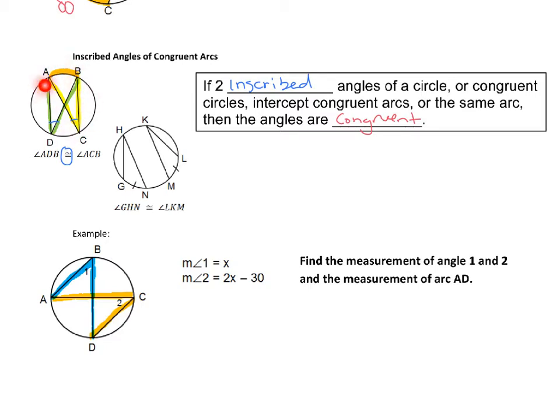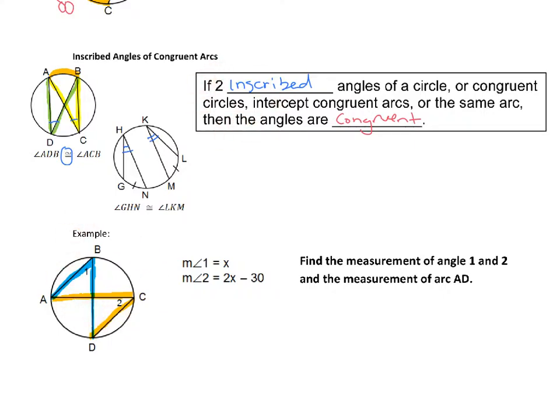So that's one visual of how you could possibly see it, where your inscribed angles look like they're intersecting each other. But you can also see it like this. Again, because I see here that arc LM is marked as congruent to arc GN, that would mean that these two inscribed angles, angle GHN and angle LKM, would have to be congruent to each other. That's all that this is simply stating.